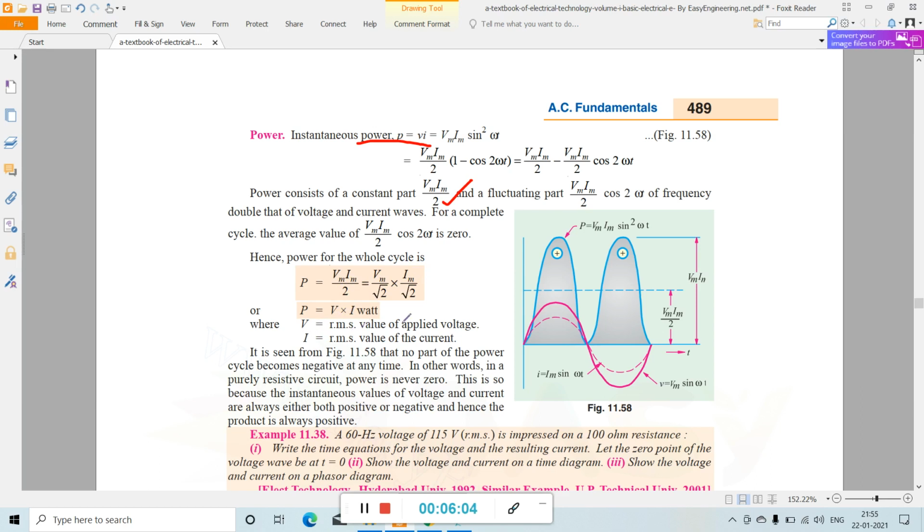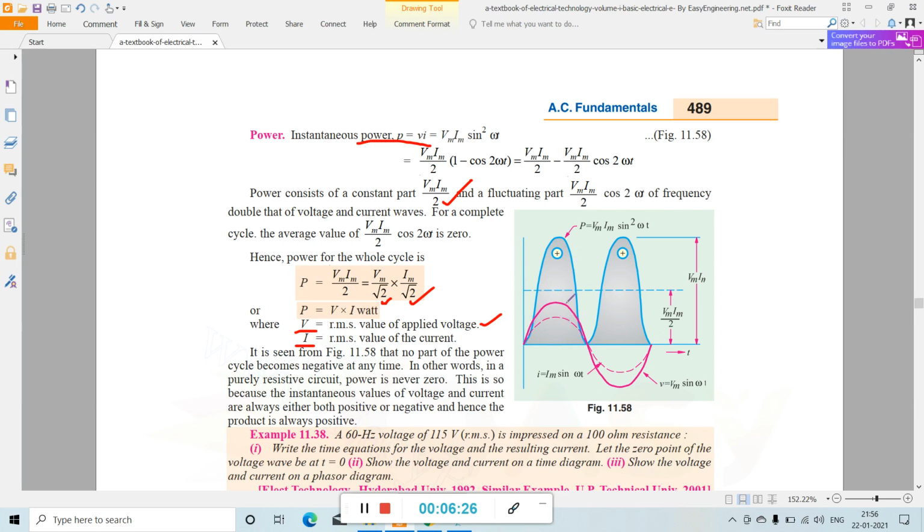Here V is the RMS value of applied voltage. This is Vm by root 2, this is the RMS value. Im by root 2, this is the RMS value. So capital V is the RMS voltage, capital I is the RMS current. Okay, so this is represented by this figure.